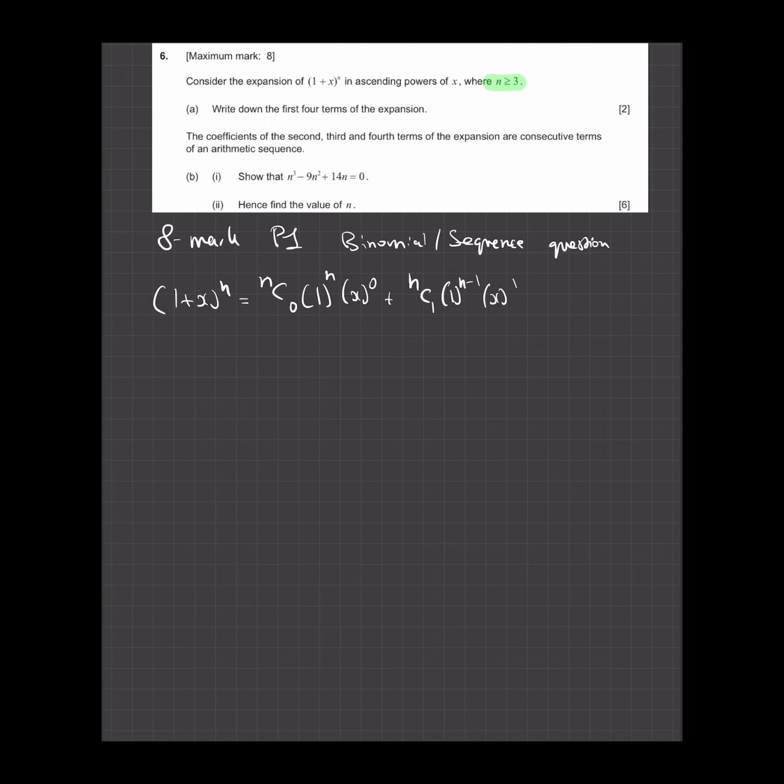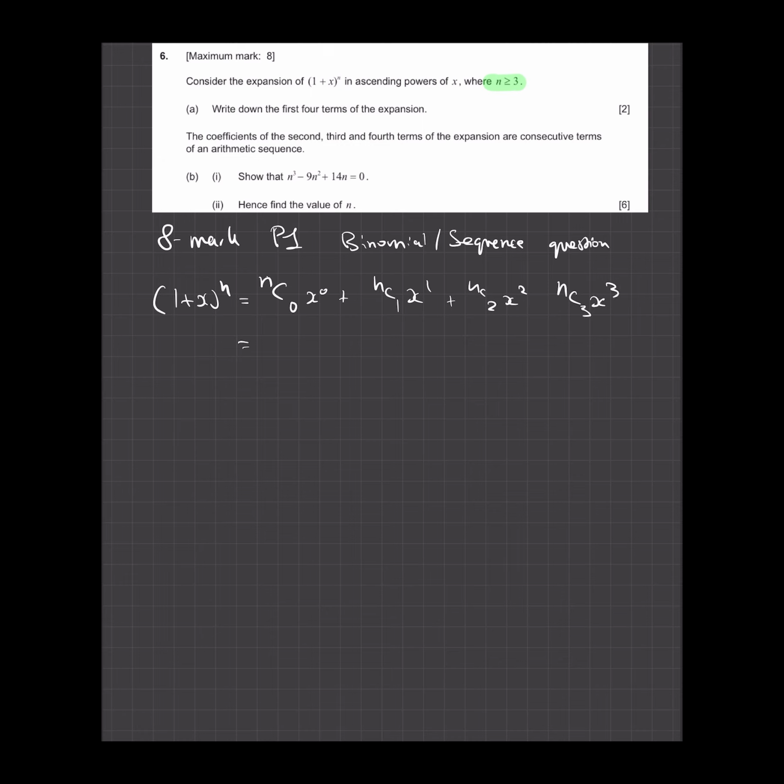And right now I'm going to pause. I'm going to ask you guys, what is 1 raised to any power n? That's just 1, right? No matter what you raise 1 to, you always get 1. So that means we can just forget about the 1. We can get rid of that because we know it's there. So actually, it's just nC0 of x to the 0, plus nC1 of x to the 1, nC2 of x to the 2, and it says first 4, so nC3 x to the 3.